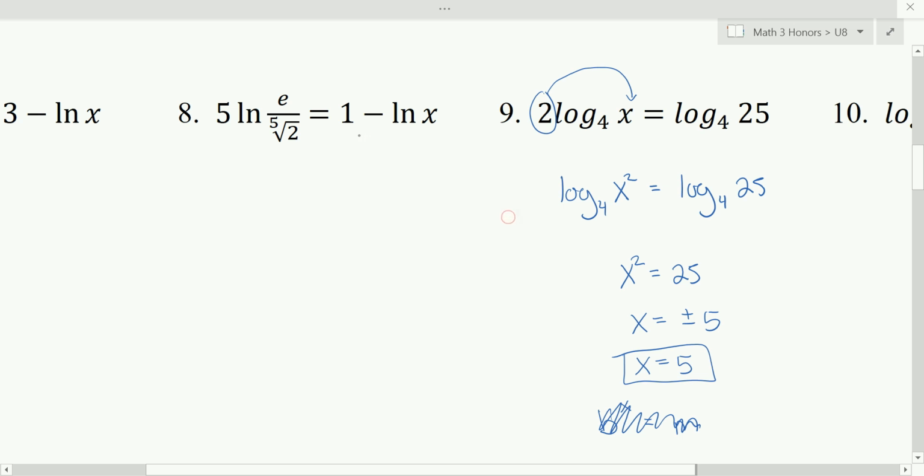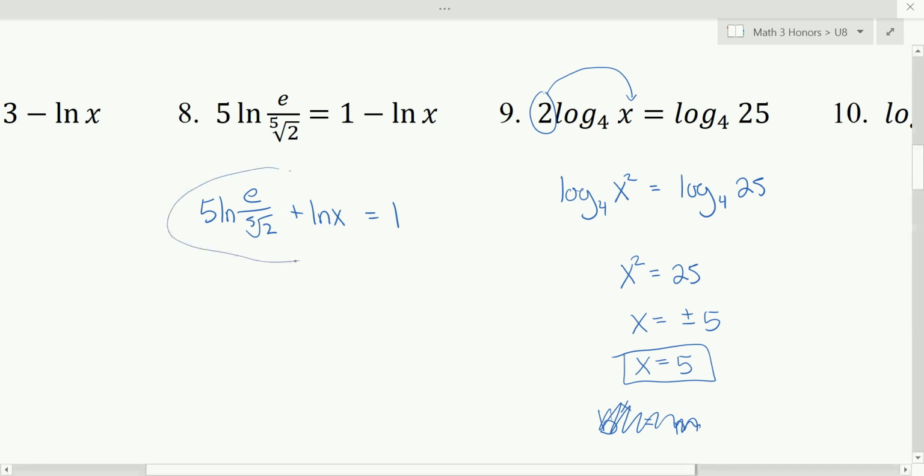So on 8, notice I have 3 terms. One of my terms does not have a log. And so I'm going to put all the logs on one side of the equation and everything else on the other side of the equation. Okay? So I'm going to leave the 5 natural log of e over 5th root of 2 plus the natural log of x is equal to 1. So all the logs on one side, everything else on the other.